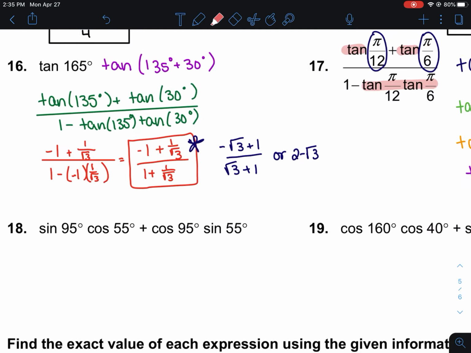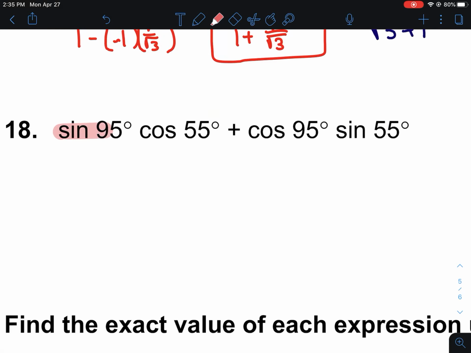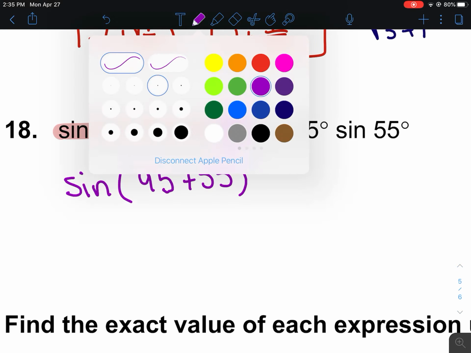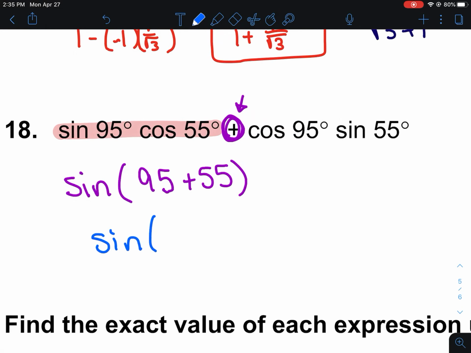You're just working backwards. Notice that it's sine times cosine, which tells me that it was a sum and difference of sine. Since it's the same sign for this, that means it was 95 plus 55, which is the sine of 150, and the sine of 150 degrees is 1/2.